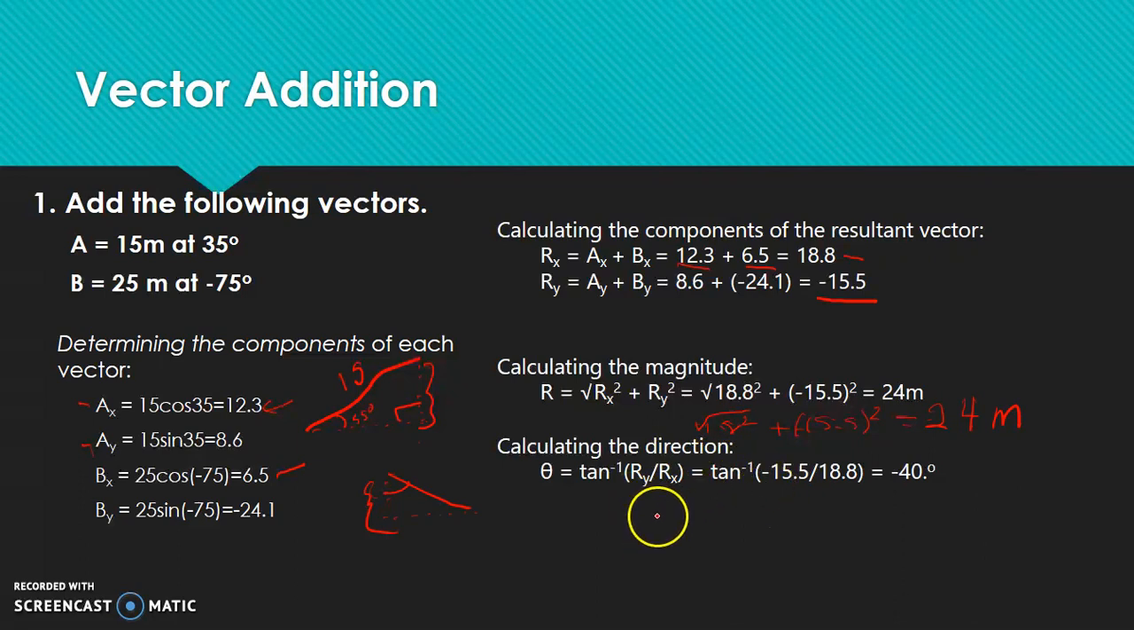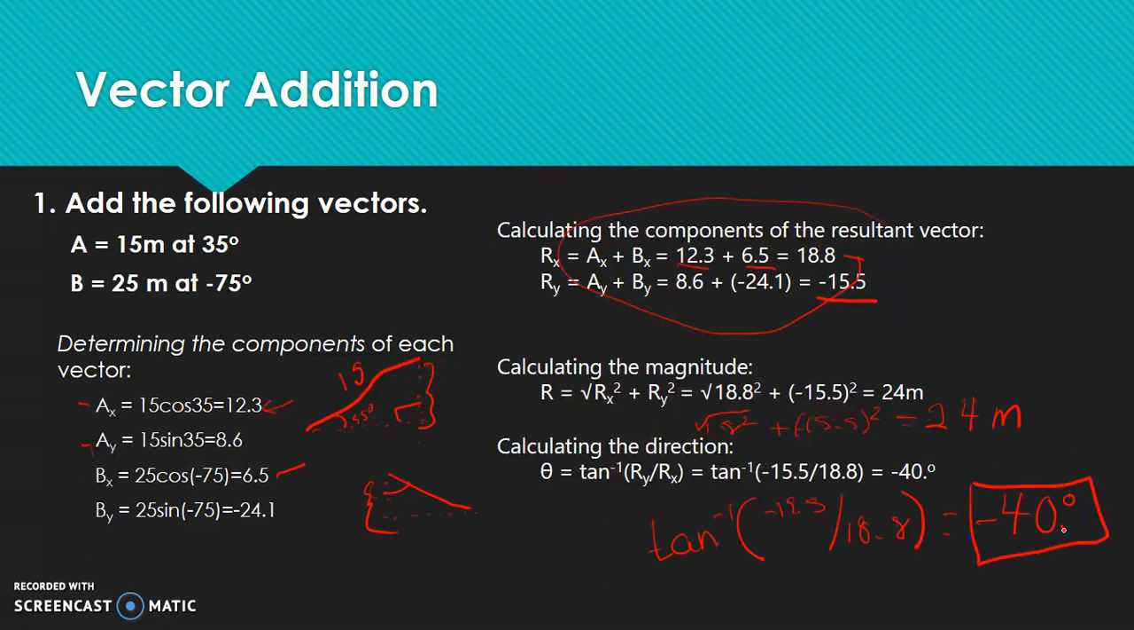We also need to calculate the direction because it has to have magnitude and direction. So we take the inverse tan of the y and the x components of the resultant vector, which is what we calculated up here in this step. We're going to get negative 15.5 divided by 18.8, and we should get negative 40.0 degrees for sig figs.